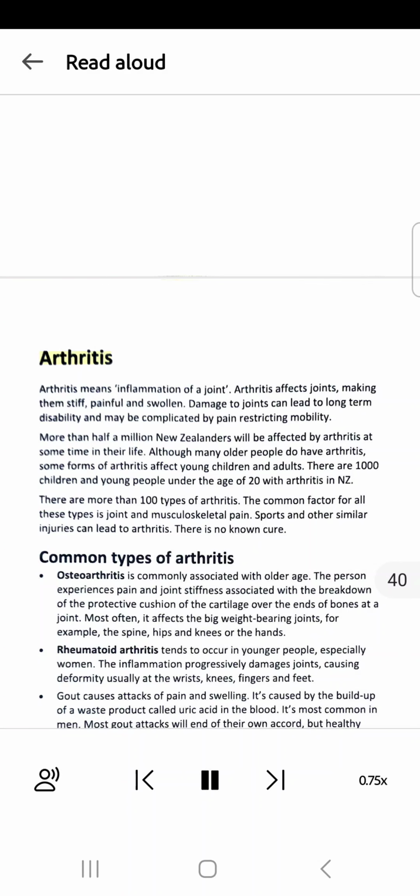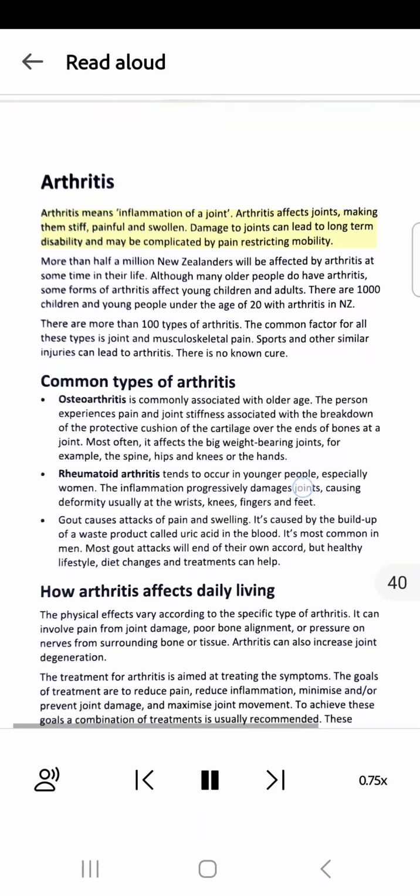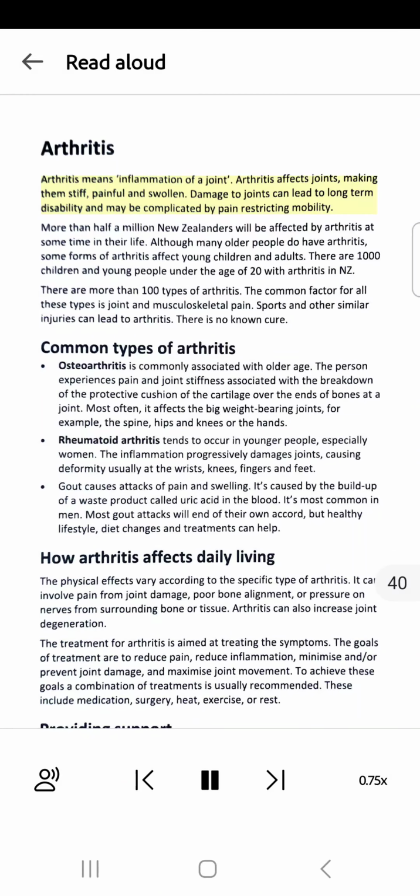36. Arthritis. Arthritis means inflammation of a joint. Arthritis affects joints, making them stiff, painful and swollen.